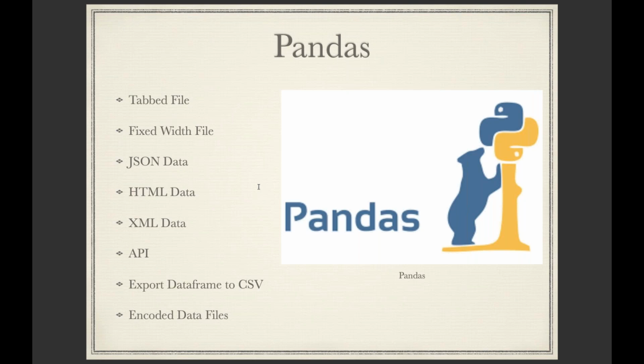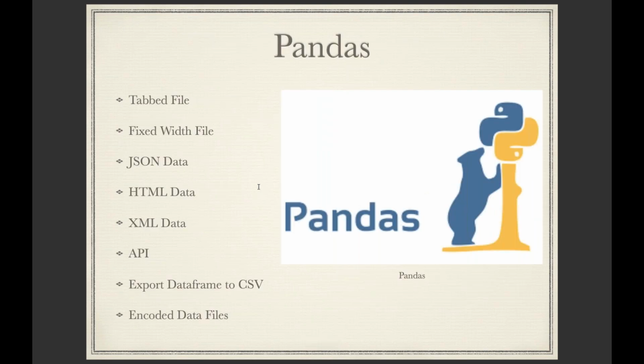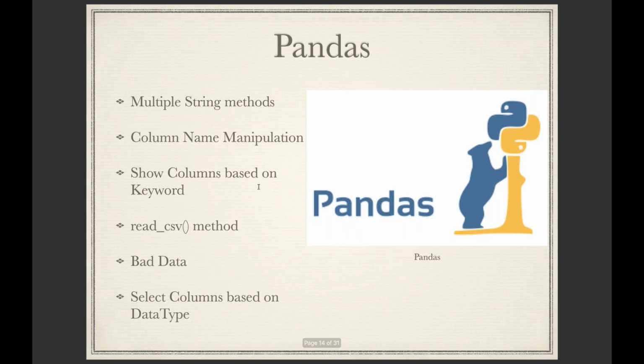It's not going to come in one specific format. It can be a tab file, a fixed width file, JSON, HTML, XML. Sometimes you may need to connect to a third-party API, and sometimes you need to export a data frame to CSV and other data files. So we're going to cover a good number of formats that are essential in handling real-time projects. That's a good question. Any other questions?